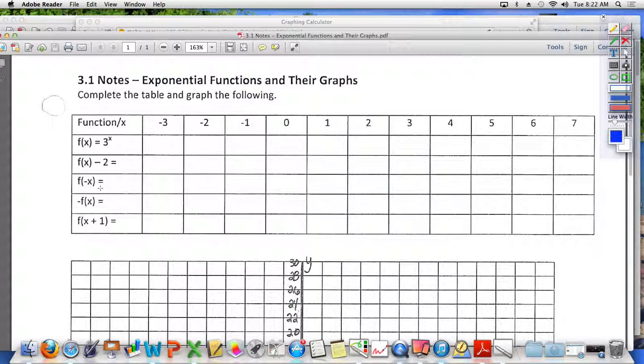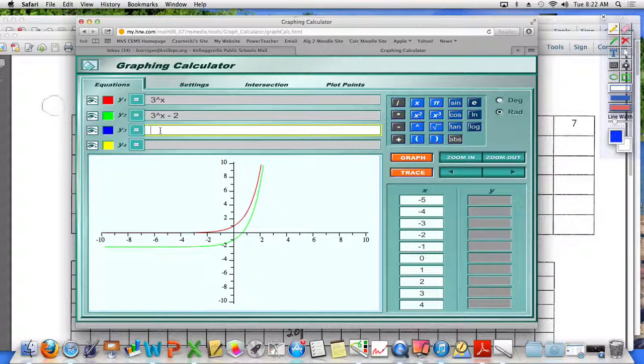The third function is f of negative x. So that means that instead of graphing 3 to the power of x, you have to graph 3 to the power of the opposite of x. So instead of x, it's going to be negative x. 3 to the power of negative x. You graph it, and it's a reflection over the y-axis.